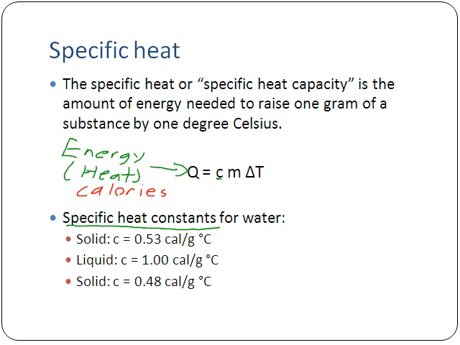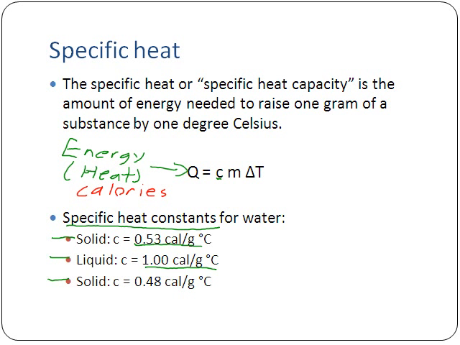Take water. We've got the numbers for water down at the bottom here. For solid, water has a specific heat of 0.53 calories per gram degree Celsius. If it's a liquid, it's just 1 calorie per gram degree Celsius, and that's where our definition of calorie came from, that 1 right there. But if it's solid, it's 0.48 calories per gram per degree Celsius. So effectively what we can see from this is that if I add 2 calories to liquid water, then the temperature is going to rise by 2 degrees Celsius.